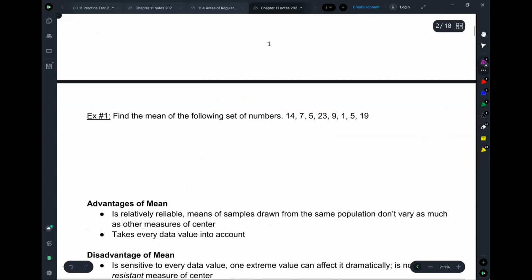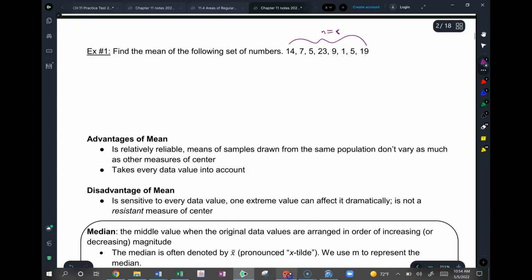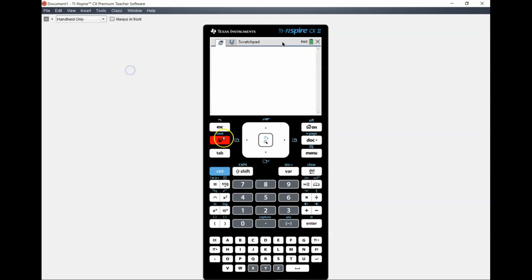Okay. So here we go. We need to find the mean of the following set of numbers, and it's literally just you count how many there are. In this case, there is 8 of them, so n is equal to 8. And you would literally just go in here, put all the numbers in here, and divide by 8. It's probably smartest to put the whole thing in parentheses and divide by 8 in one shot.